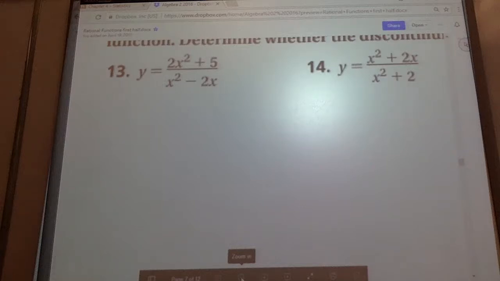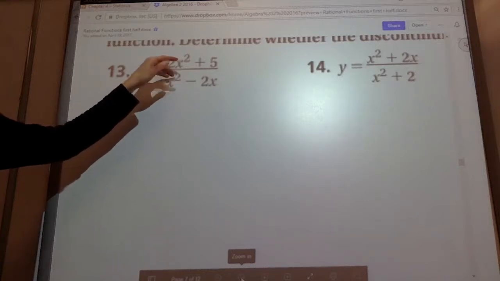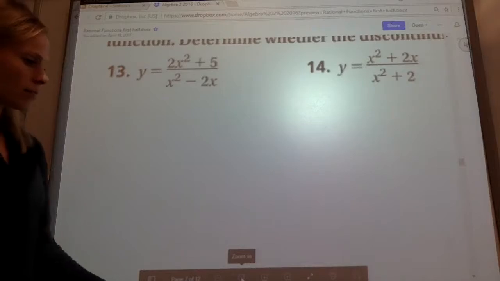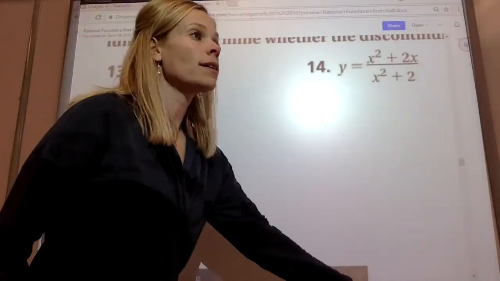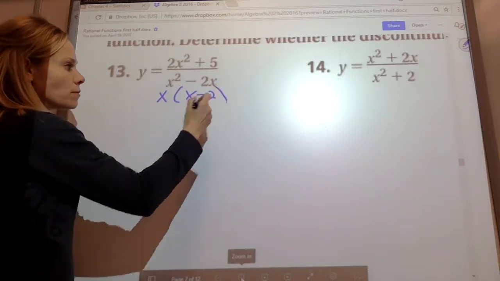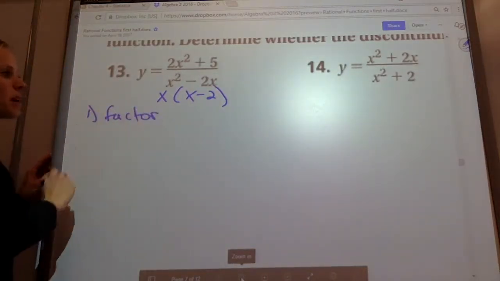The first step you always want to do is factor. Okay, so look at the top. Can I factor the top? Is there anything I can factor out or no, right? What about the bottom? Can I factor the bottom? I can take an x out. Very good. So this bottom factors into x times x minus 2. Okay? So that's always your first step. You want to factor the top and bottom.